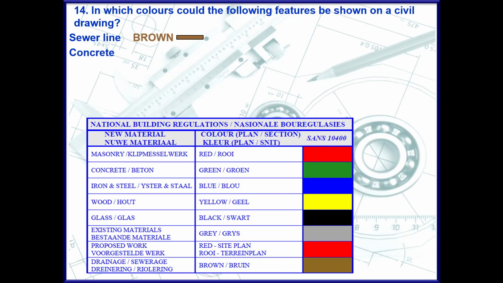So our next feature is concrete. So we locate concrete on the color chart, and we can clearly see that it will be green. So the concrete will be indicated in green. Our next feature is brickwork. So when we look at our proposed work, we can see on our color chart that it will be red. Our next feature is the window or glass, and we indicate our window or glass in black.